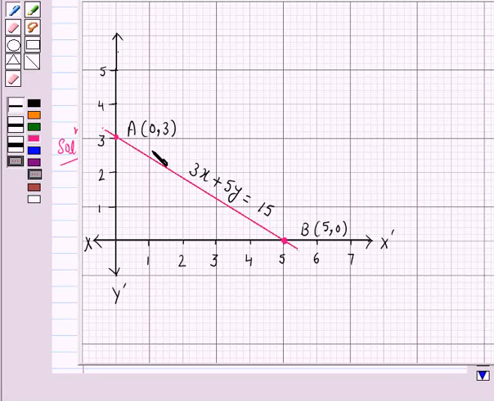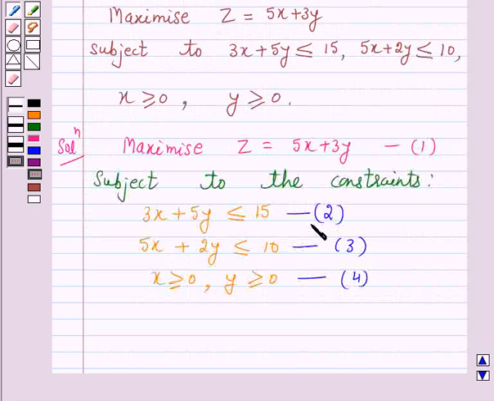Now the line AB divides the plane into two half planes. Clearly the origin does not lie on the line 3x + 5y = 15. It satisfies the inequality 3x + 5y < 15. So the closed half plane containing the origin is the graph of 2.